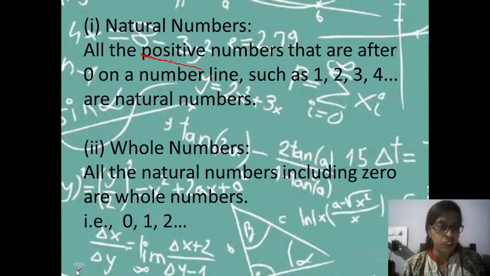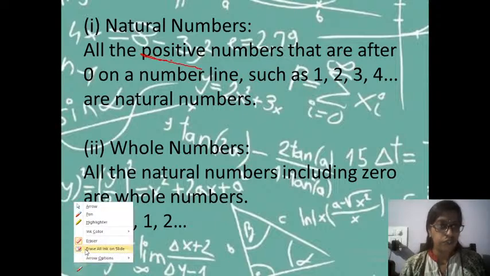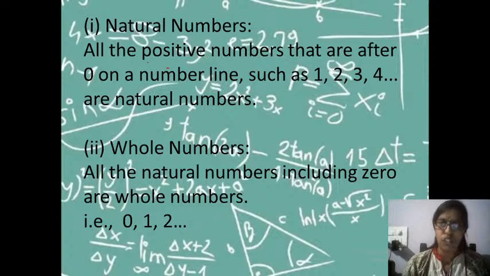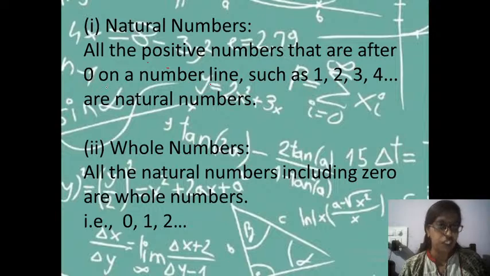Positive numbers are nothing but plus 1, plus 2, plus 3. We need not mention plus for each and every number. Without plus we will write 1, 2, 3, 4, 5. Those are all called positive numbers. Only for negative numbers we use the minus sign. Positive numbers come after 0 on the number line.